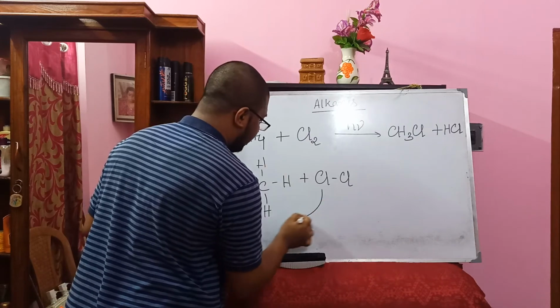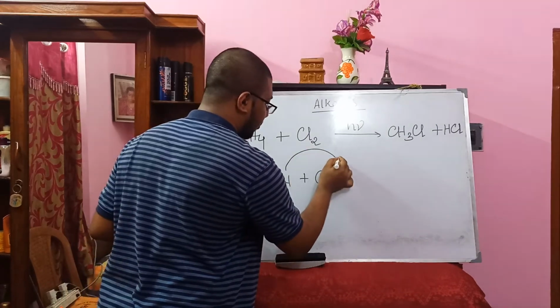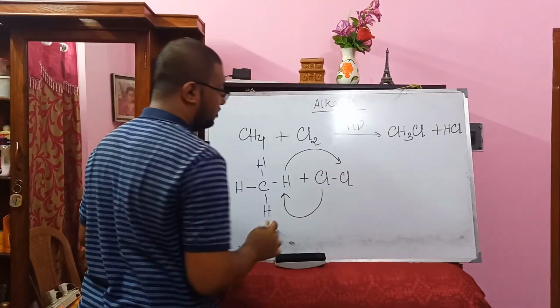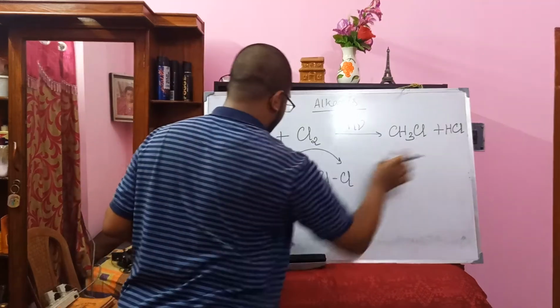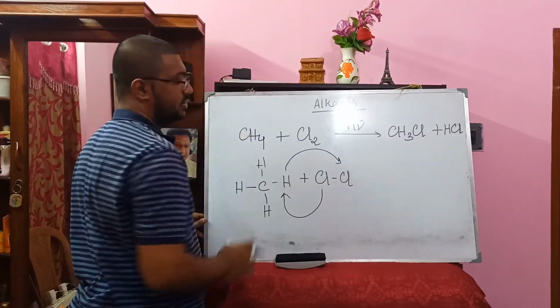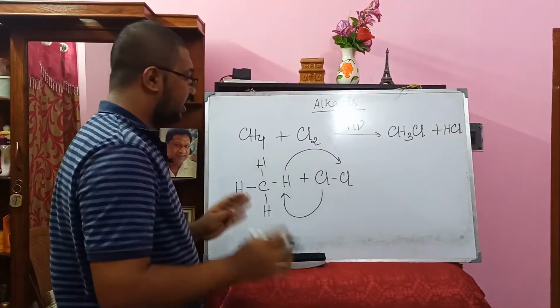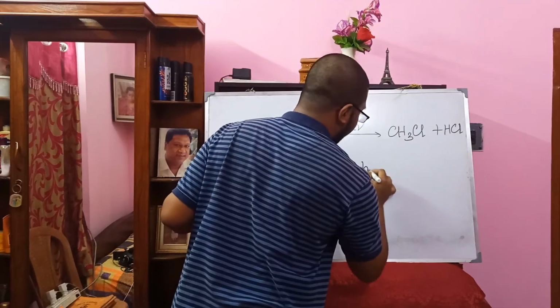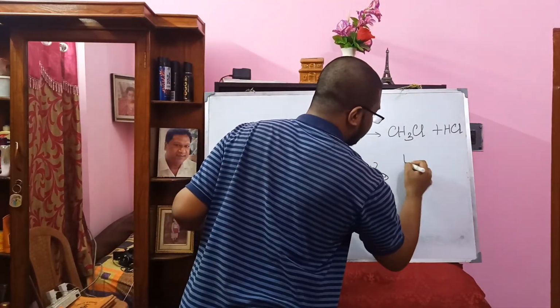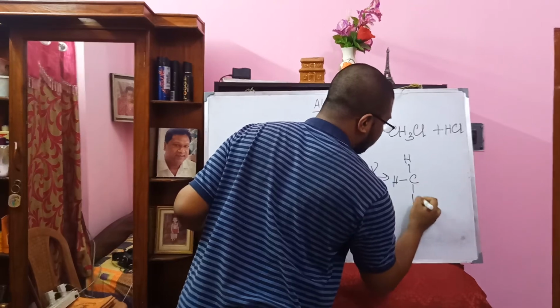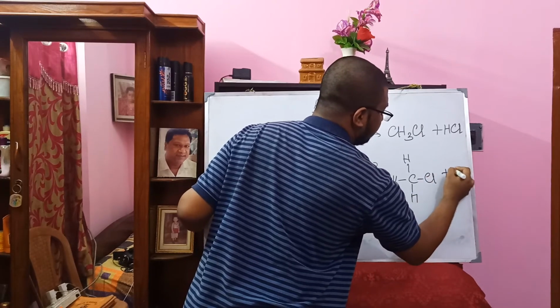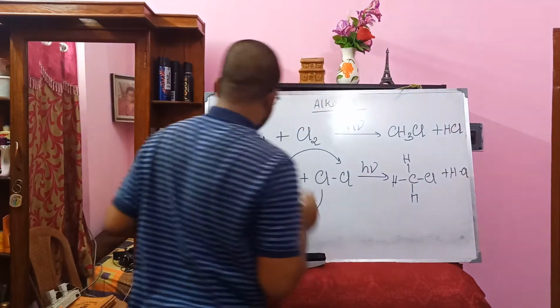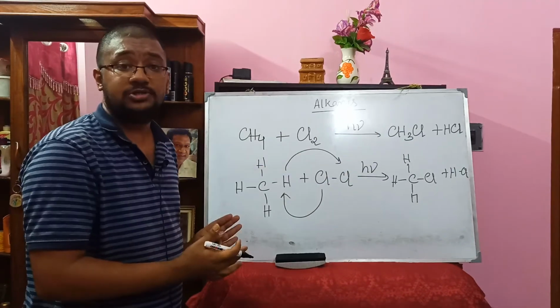This chlorine is coming, this hydrogen is going. So what will happen? HCl, and this is CH3Cl. Is it clear? This is how it looks after h nu. Similarly, this is the pattern of how it looks.